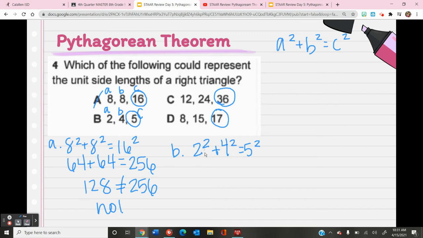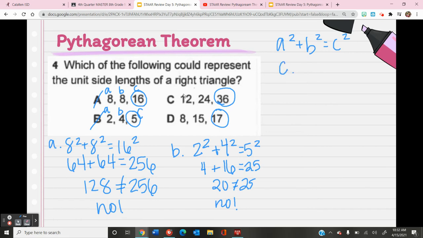So simplifying this, we have 2 squared, which is 4, plus 4 squared, which is 16, and 5 squared, which is 25. Now, if you don't know your squares off the top of your head, again, you can put these in your calculator. So we have 4 plus 16, which equals 20, and 20 does not equal 25. So B is also not an example of the Pythagorean theorem.